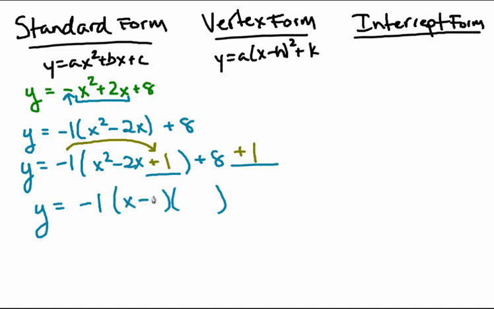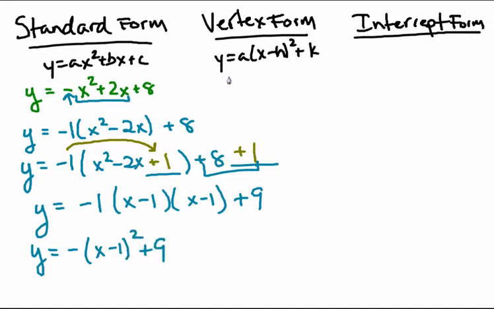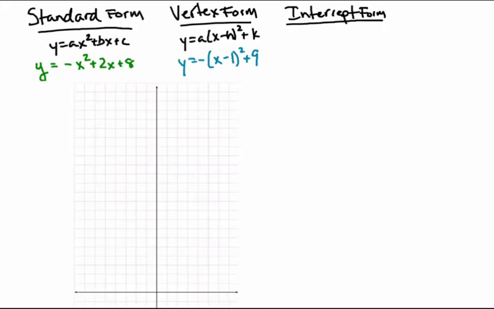We know now that we can write this as x minus 1 times x minus 1, and then 8 plus 1 is 9. So in vertex form, this is negative x minus 1 quantity squared plus 9, right? And that negative 1 I can either write as just a negative or as negative 1. So that's vertex form of the original standard form equation, y equals negative x squared plus 2x plus 8.